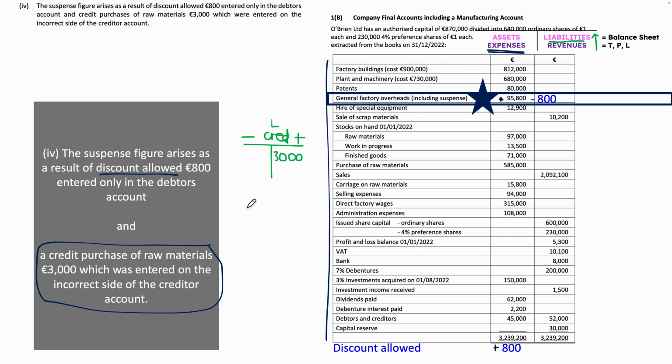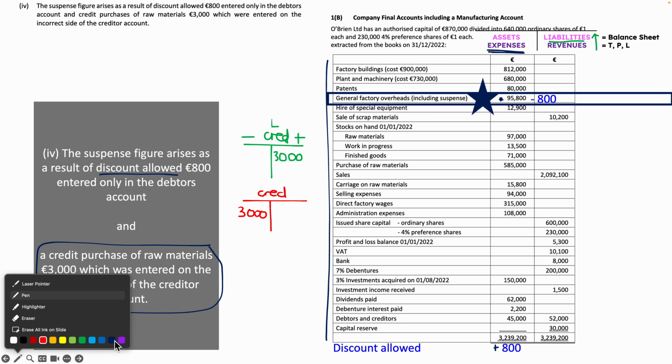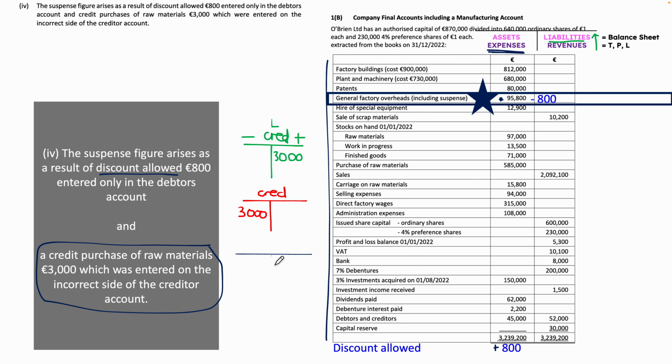Now, what the bookkeeper did by mistake, so I'll put it in red to show that they did it by mistake. So what they did is they put the 3,000 on the debit side of the creditor account. Okay, so that is the crack there. Now, to fix it then, what we need to do, we need to enter the 3,000. Okay, so enter the 3,000 here.